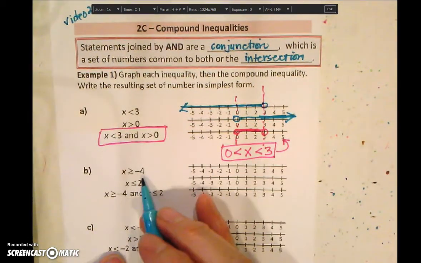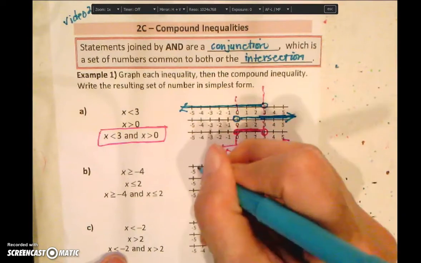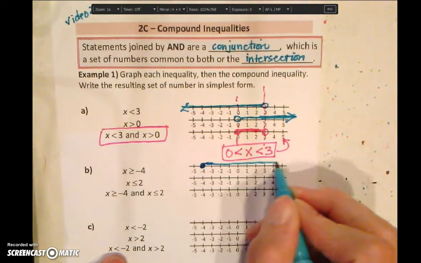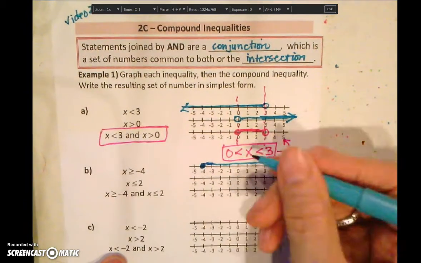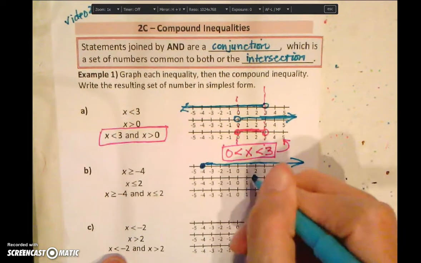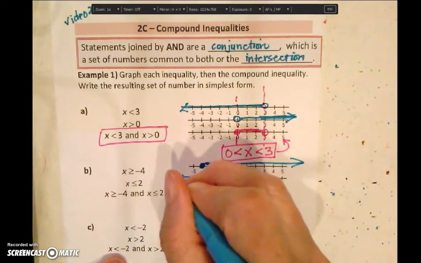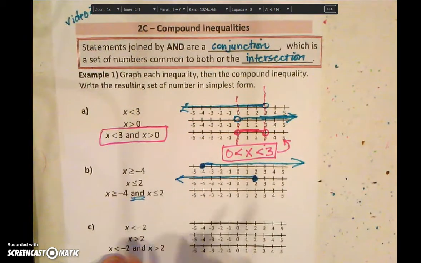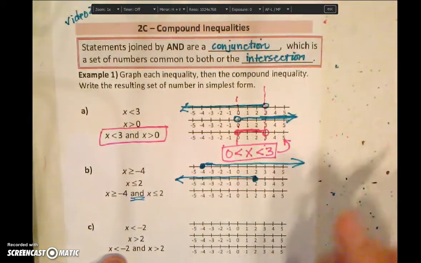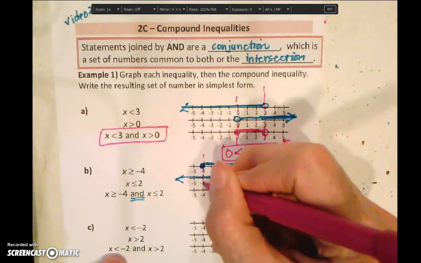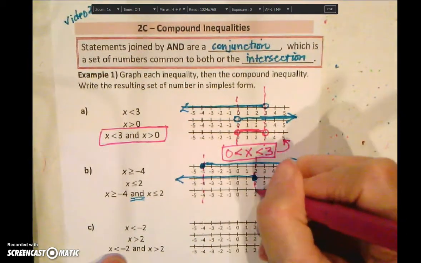X is greater than or equal to -4. So I'm going to color in my dot here on -4 and then shade to the right. X is less than or equal to 2. So again, shade in my dot, this time to the left. And again, it has this word and. So I want to know what's in the intersection. I'm going to look at my 2 ends here.